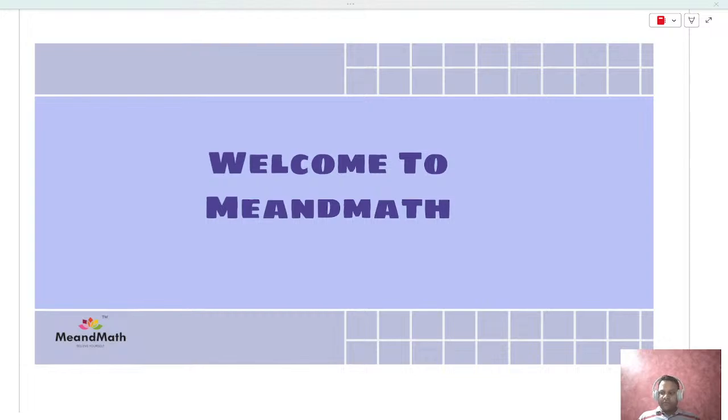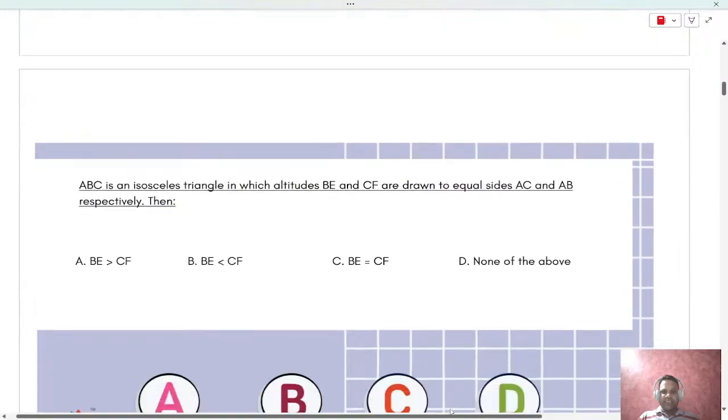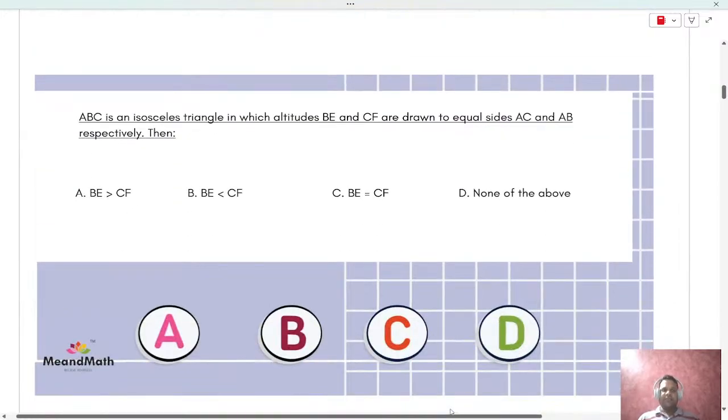Okay, we are going to start our session. The first question of the session you can see on your screen. Triangle ABC is an isosceles triangle in which altitudes BE and CF are drawn to equal sides AC and AB respectively. Then there are four options. Which option is correct? You have to tell.